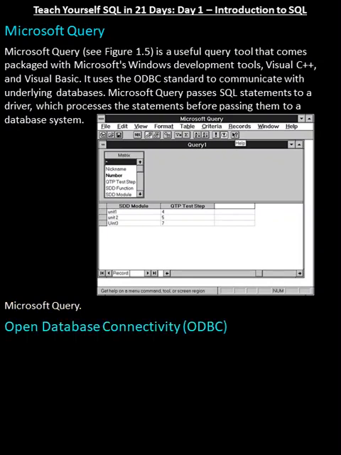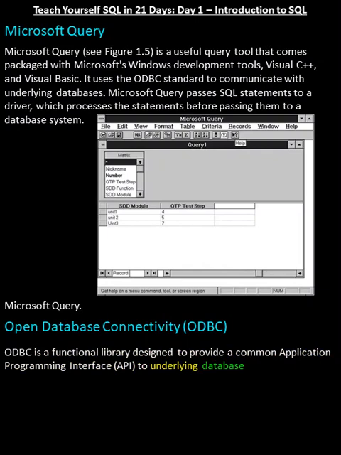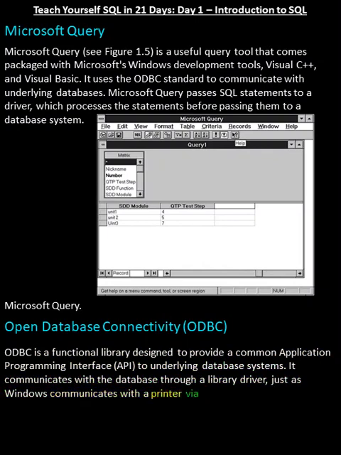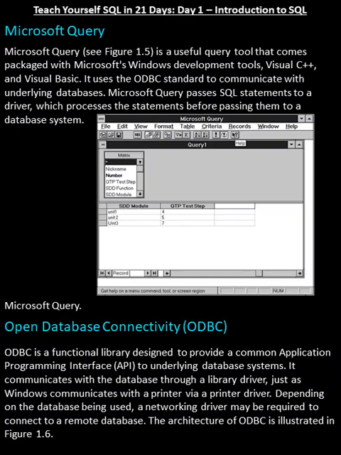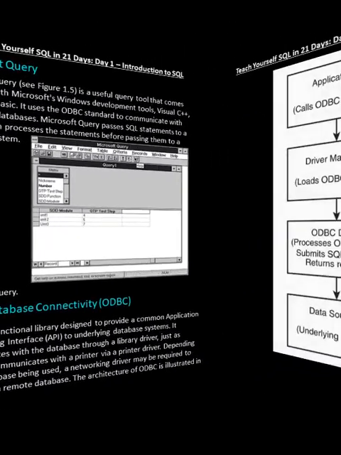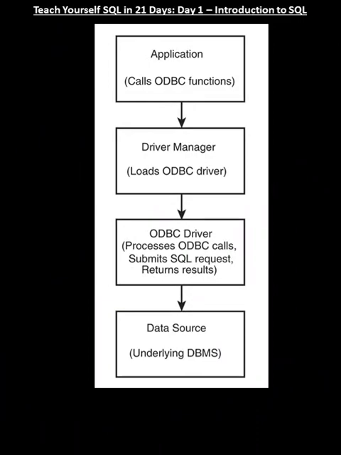Open Database Connectivity, ODBC. ODBC is a functional library designed to provide a common application programming interface, API, to underlying database systems. It communicates with the database through a library driver, just as Windows communicates with a printer via a printer driver. Depending on the database being used, a networking driver may be required to connect to a remote database. The architecture of ODBC is illustrated in ODBC structure.